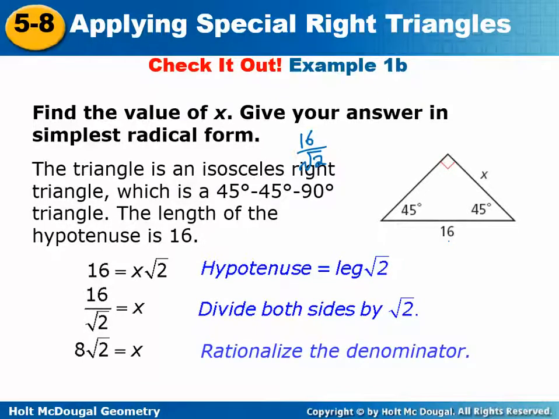Now when you do that, you get the square root of 2, square root of 2. They're skipping the steps, but you'd get 16 times the square root of 2 divided by 2. But we have to simplify that because 16 divided by 2 is 8. That's where they got the 8 from. The square root of 2 stays the same, and they just rewrote it right here. So 8 square root of 2 is the answer.